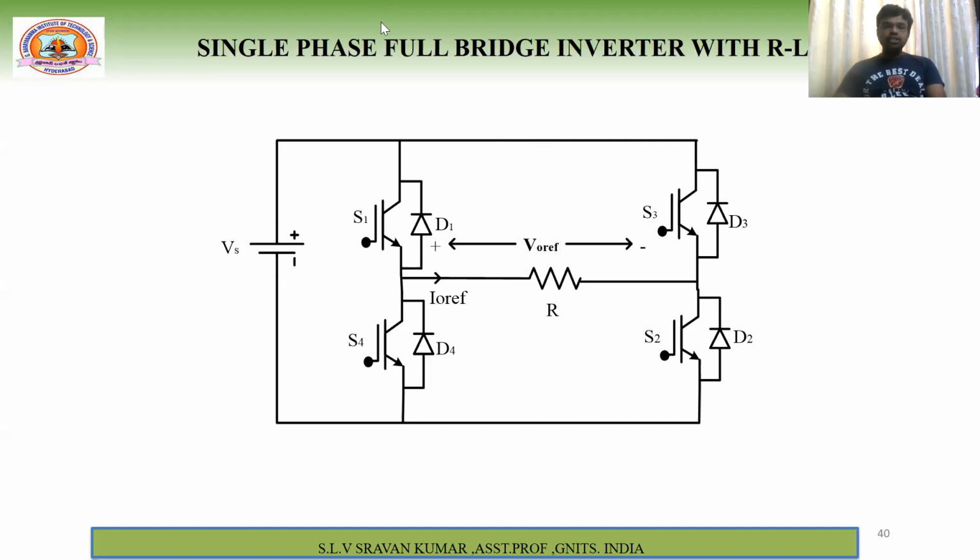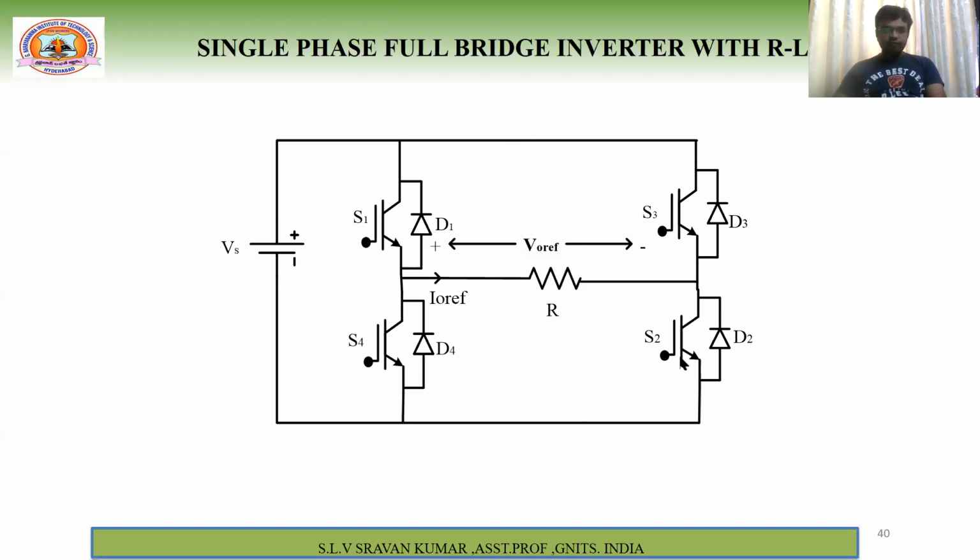So here, what is the switching pattern? If you observe, S1, S2 are one pair of switches and S3, S4 are one pair of switches. How can we give the triggering pulses? At a time we can give the triggering pulses to S1, S2 or S3, S4, but not S1, S4 or S3 and S2.